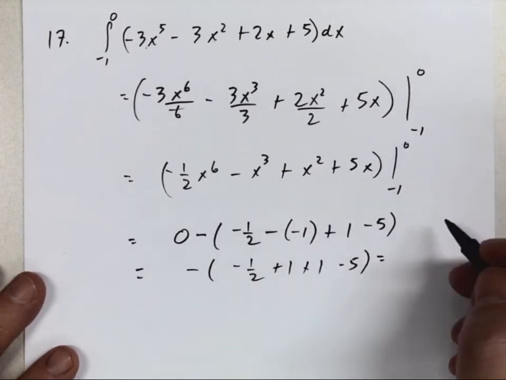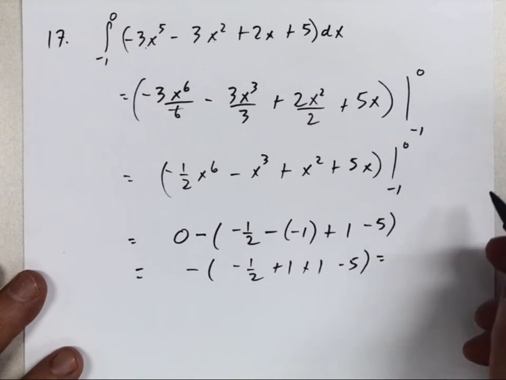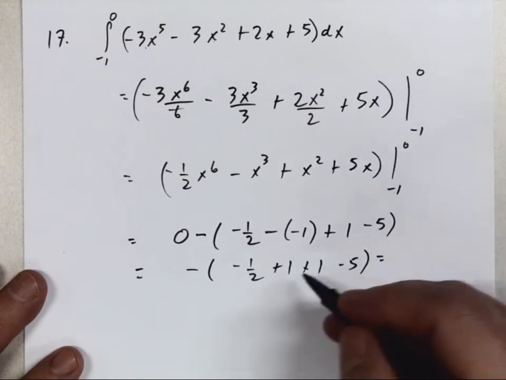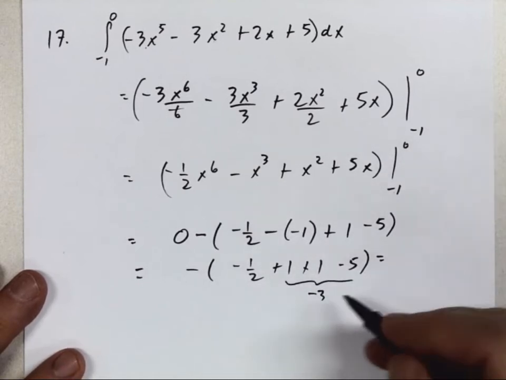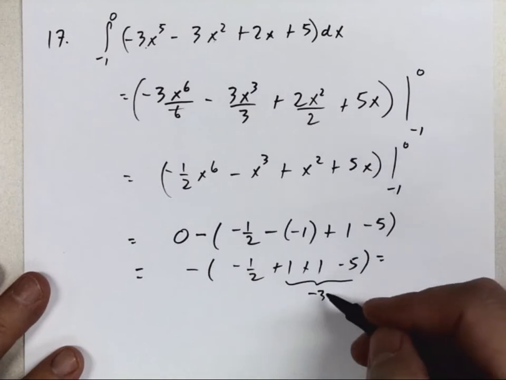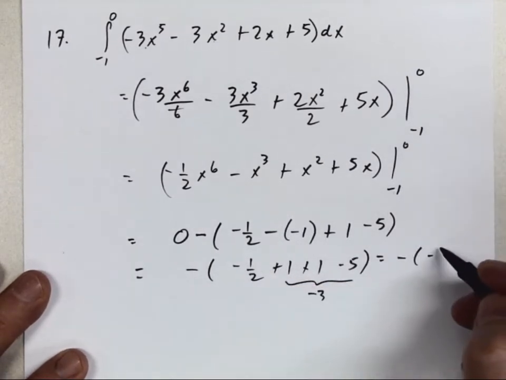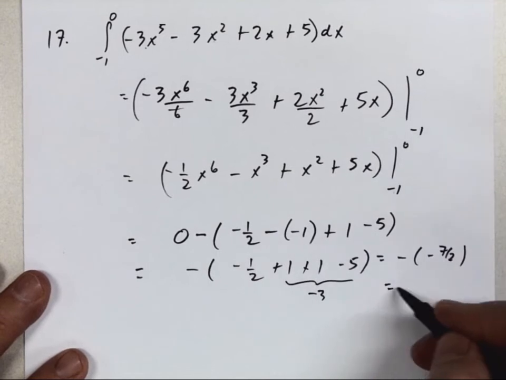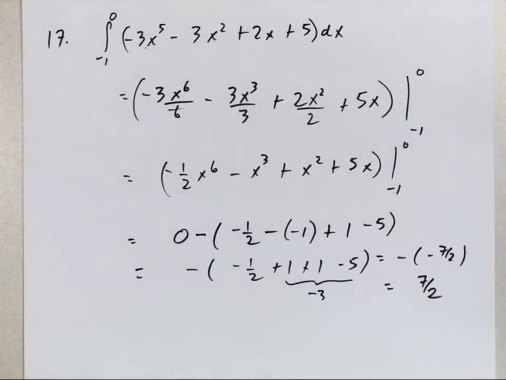Looks like minus 3/2, right? Because this is minus 3, not minus 3/2. Minus 3 plus a negative 1/2, which ends up being negative 7/2. But then when it's all said and done, 7/2.